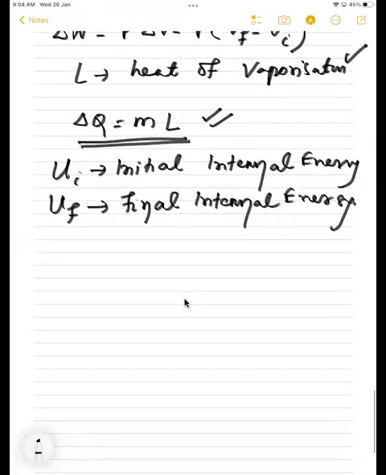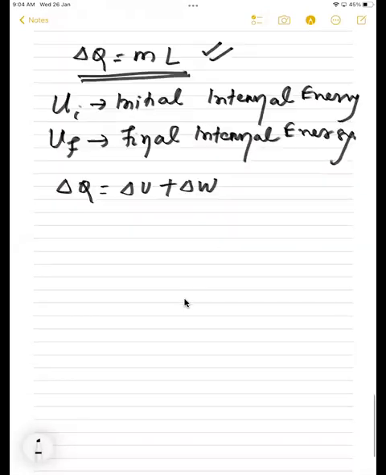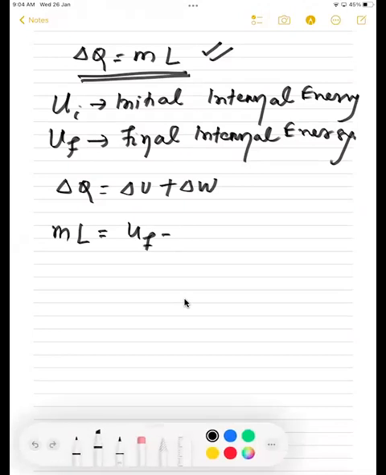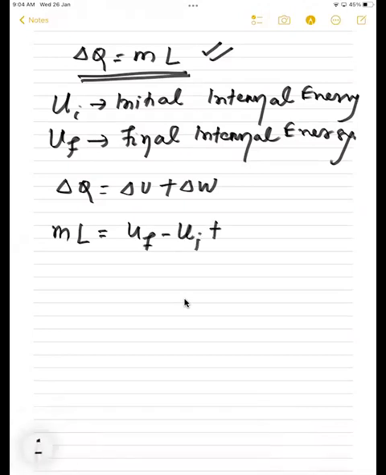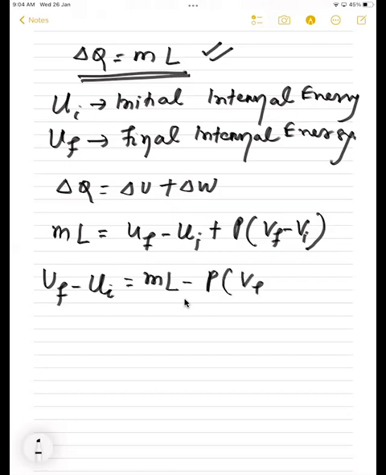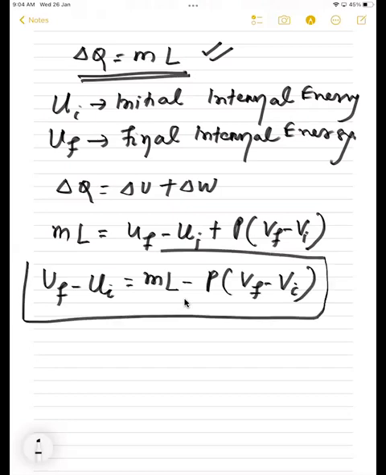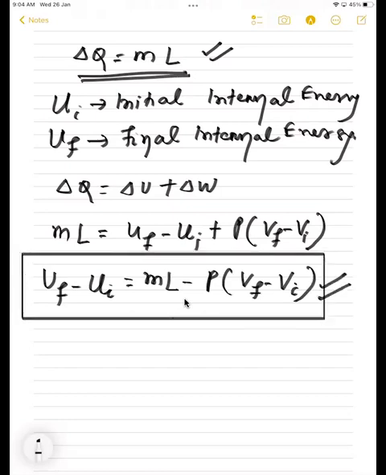Are you listening? So that means you can write delta Q is equal to, by the first law of thermodynamics, delta U plus delta W. Yes or no? You remember this law? And delta Q is equal to mL, and delta U is equal to final internal energy minus initial internal energy, plus delta W is equal to P times (Vf minus Vi), correct? So Uf minus Ui is equal to mL minus P into (Vf minus Vi), correct? Students, can you use this expression for finding the change in internal energy during the boiling process, right?